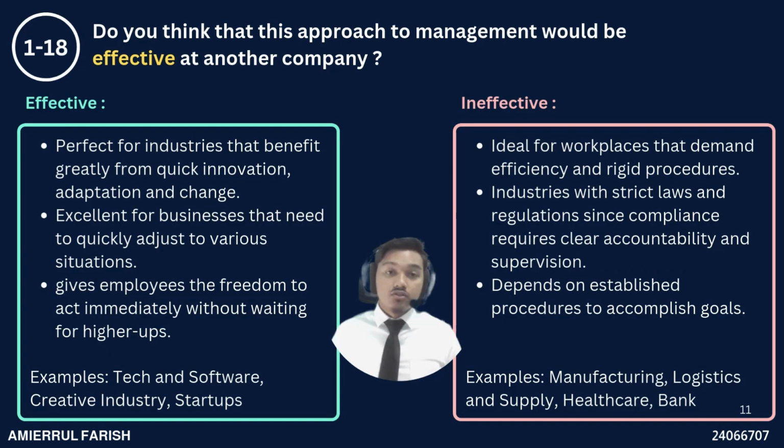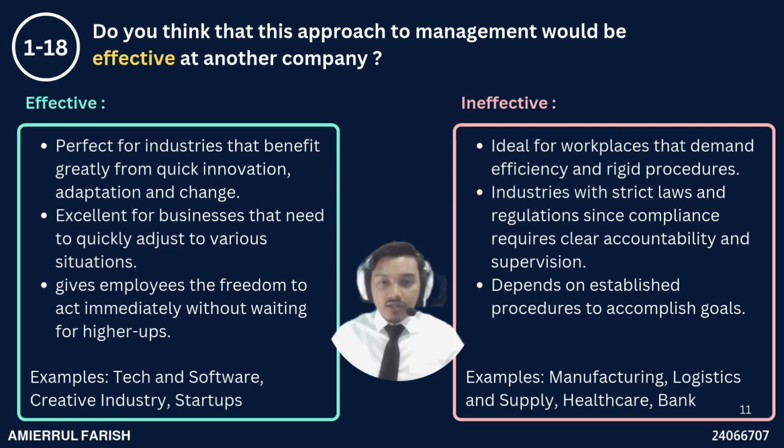So lastly, for question 118, do you think that this approach to management would be effective at another company? I would say that yes and no, because some companies or related fields are effective using a flat structure, but some companies are ineffective and cannot use it because it is incompatible. So for the effective, it is perfect for industries that benefit greatly from quick innovation, adaptation and change. Excellent for businesses that need to quickly adjust to various situations. A flat structure also gives employees the freedom to act immediately without waiting for higher-ups. So for example, tech and software companies, creative industries, and startup companies.